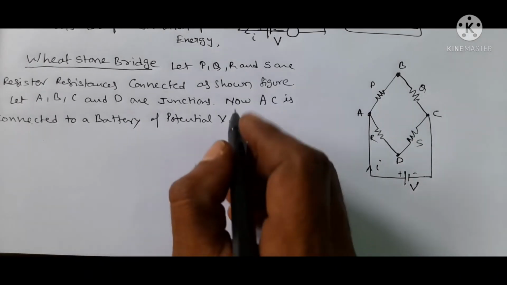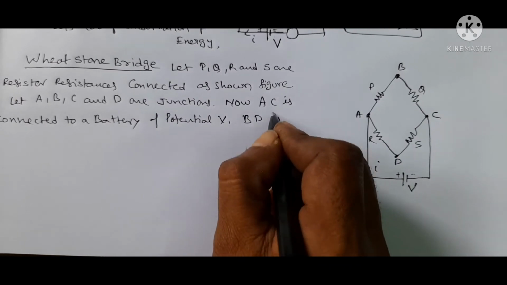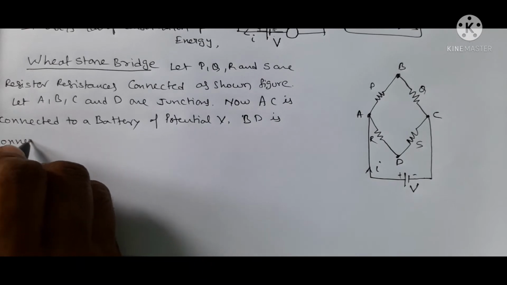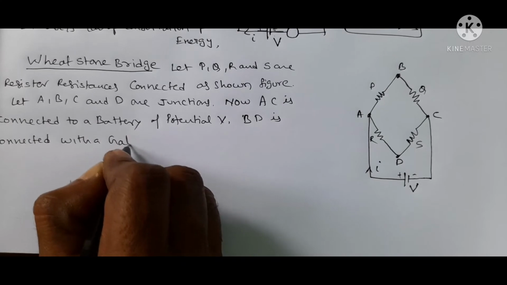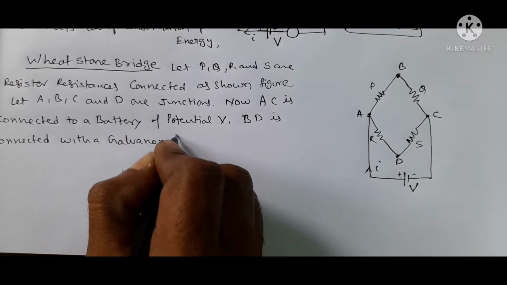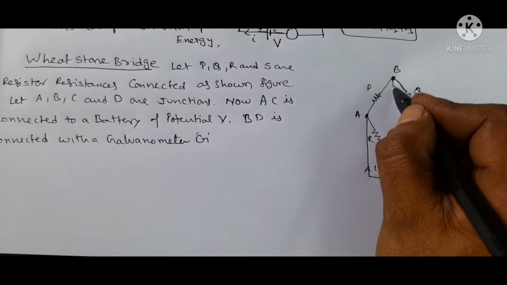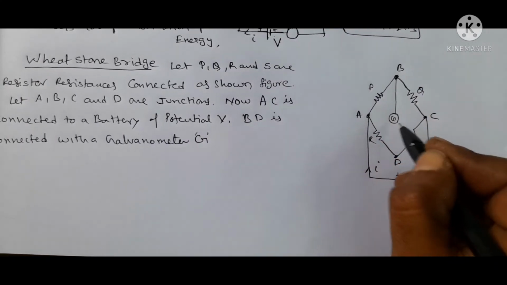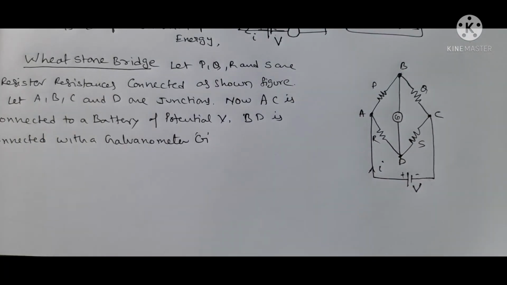Next, BD is connected with a galvanometer. The meter has resistance G, let us say. Now these two are connected with a galvanometer G. What is the purpose of using the galvanometer? It not only measures the current, but also gives the direction of the current. To obtain the balancing condition, you have to use the galvanometer here.